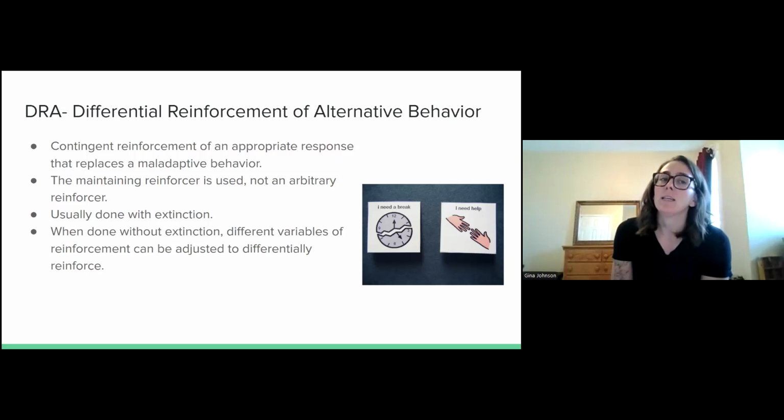DRA historically has been done with extinction, but it can be done without extinction. In more recent research, we've done differential reinforcement of the replacement behavior, where you're prompting that replacement behavior to happen.